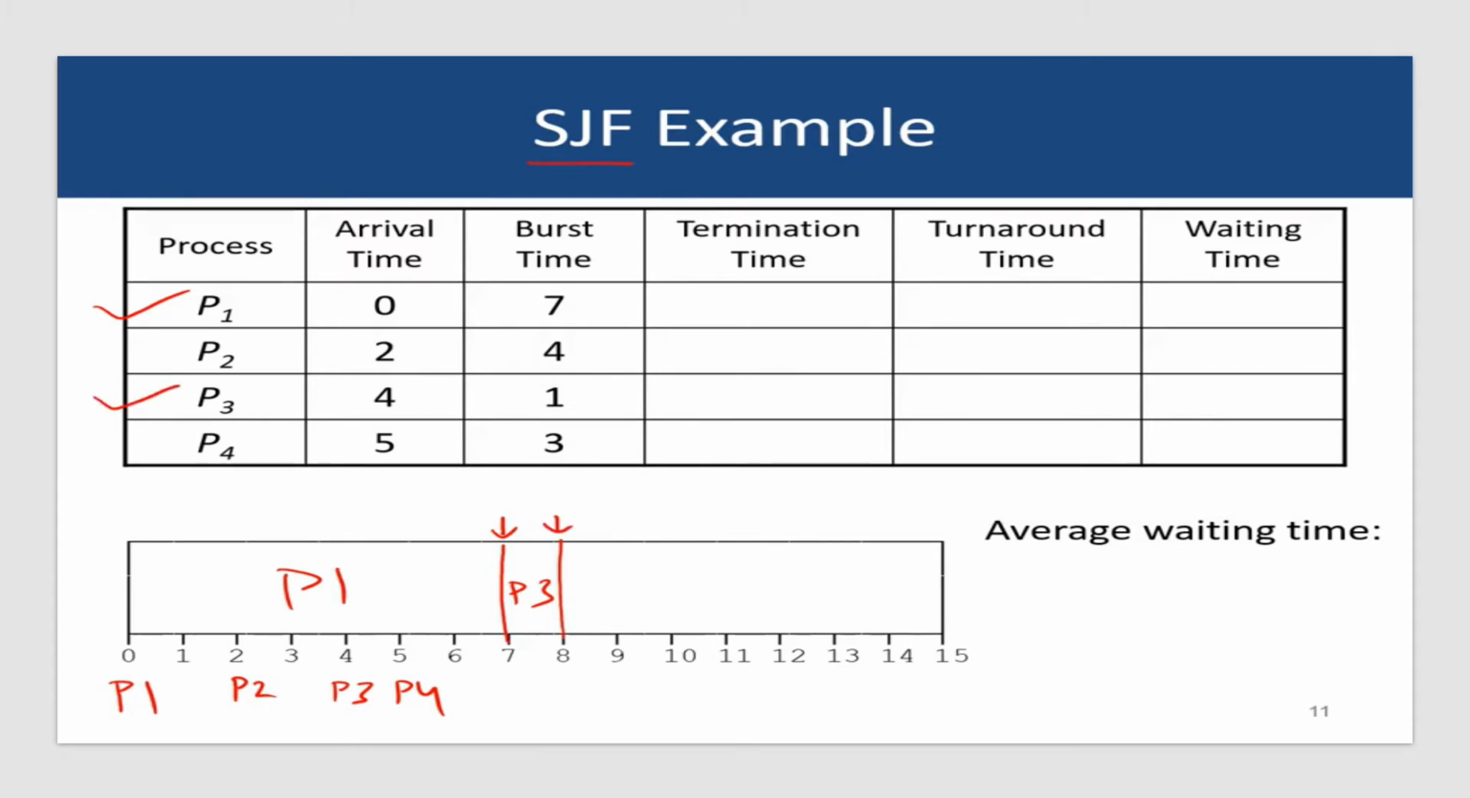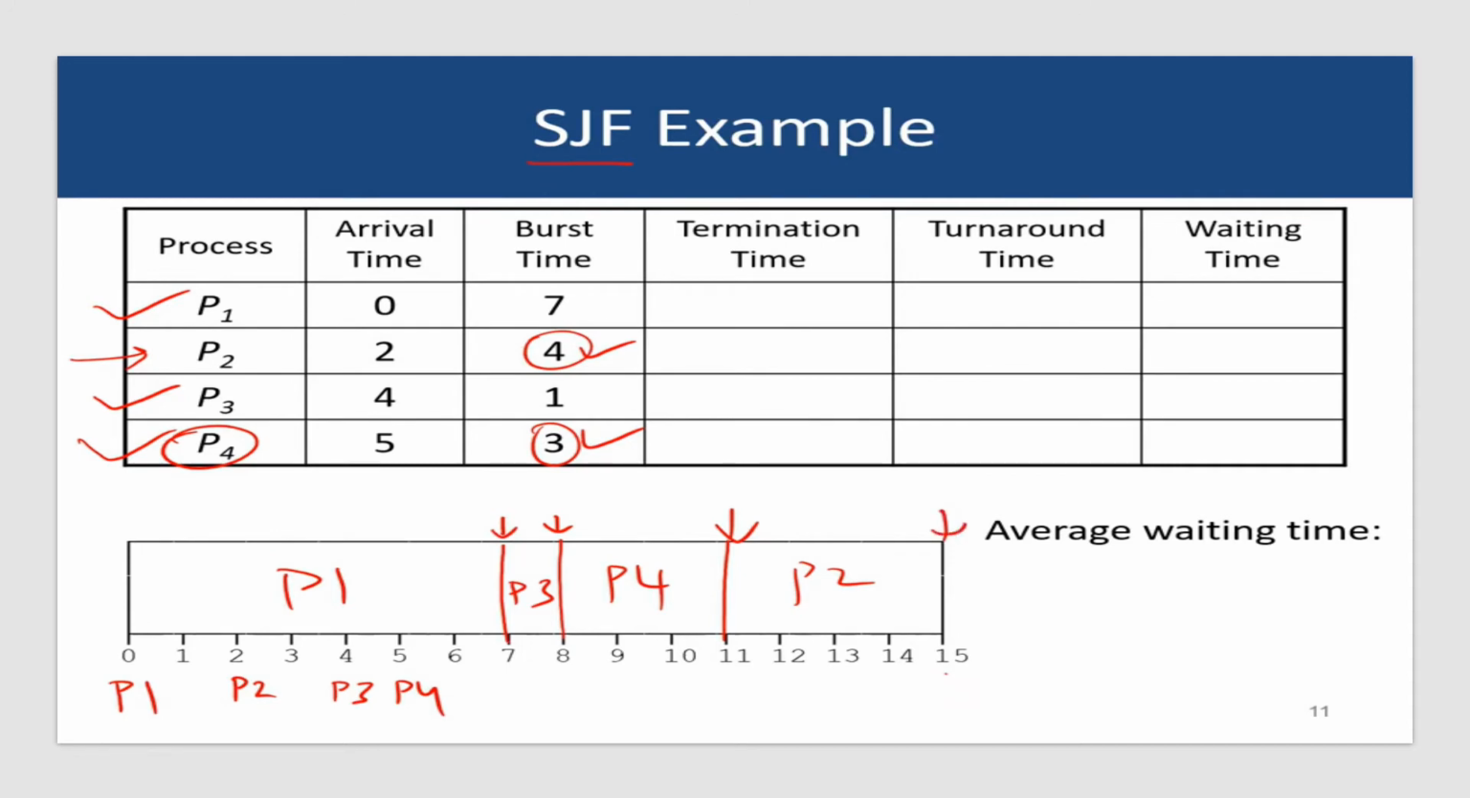Next, we need to pick either P2 or P4, which are the remaining processes to schedule on the CPU. P2 has a burst time of 4 milliseconds and P4 has a burst time of 3 milliseconds. So shortest job first would pick P4 as the next candidate. P4 will start executing here at time 8 and it has a burst time of 3, so it finishes at 8 plus 3, 11 milliseconds. And finally, after P4 has finished, P2 will get to execute next, and P2 requires 4 milliseconds, so it will start at 11 and finish here at time 15.